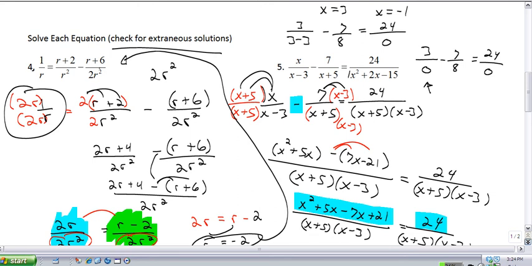Okay, it is not one of your solutions. So you'd cross it off the list. You'd say it doesn't work. Undefined minus 7/8 isn't equal to 24 over 0. So if you plug negative 1 in, you're okay. You'll notice that works. So that's your solution to 5.